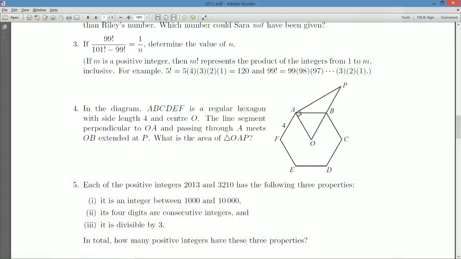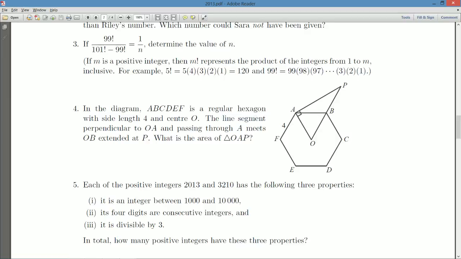So in the diagram, ABCDEF is a regular hexagon, and that means all of its side lengths are going to be the same, and all of its interior angles are going to be the same. They're going to be 120. So it's a regular hexagon with side length 4 and center O. Being the center, it's sort of like the center of a circle. The distance from O to A is the same as the distance from O to C, O to E, and so on.